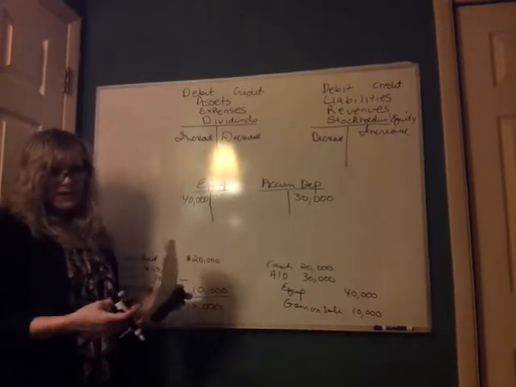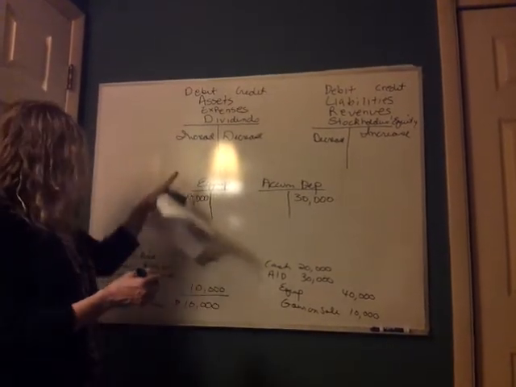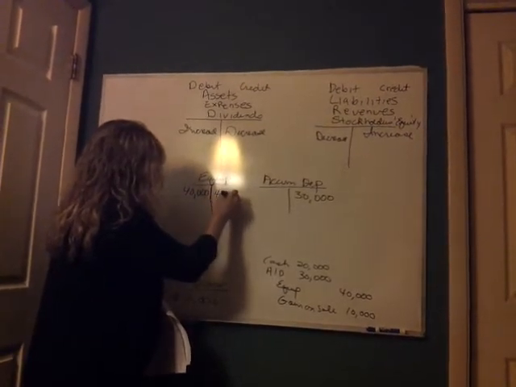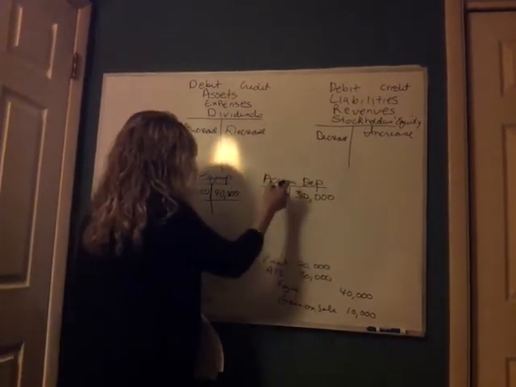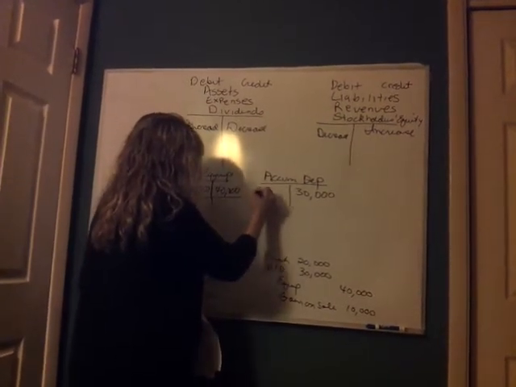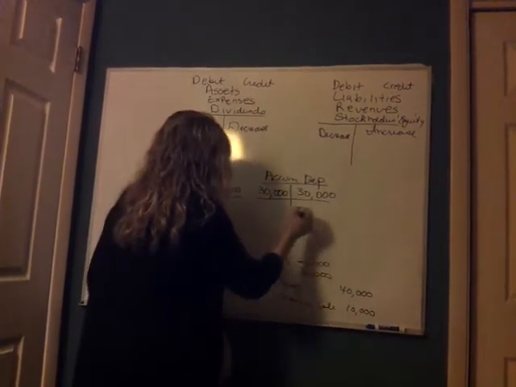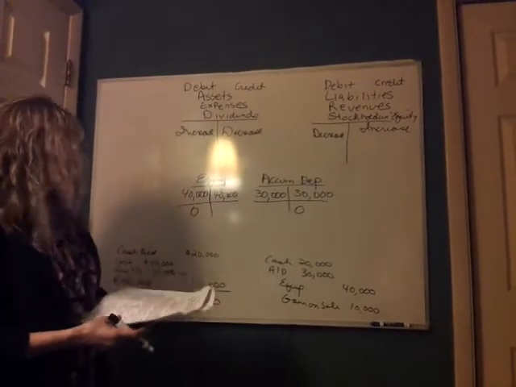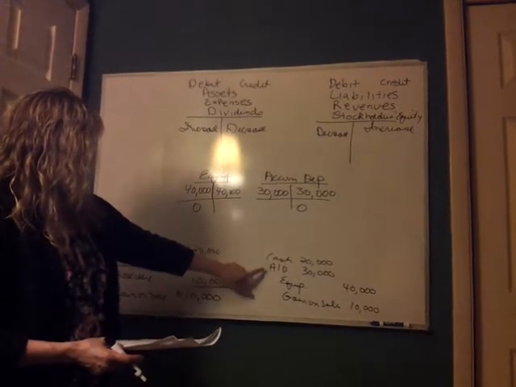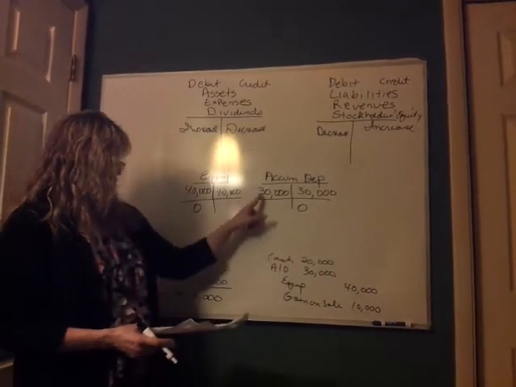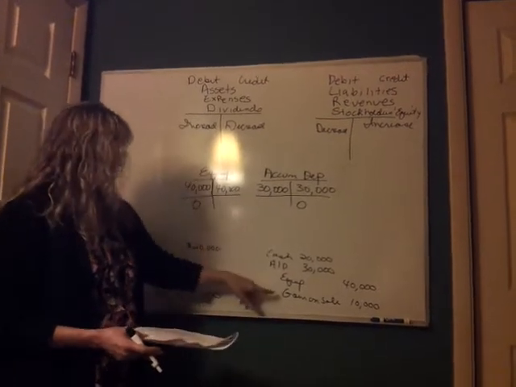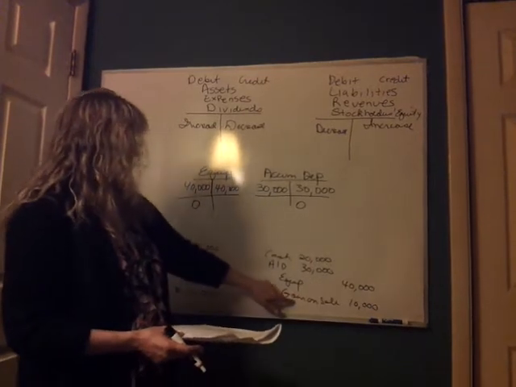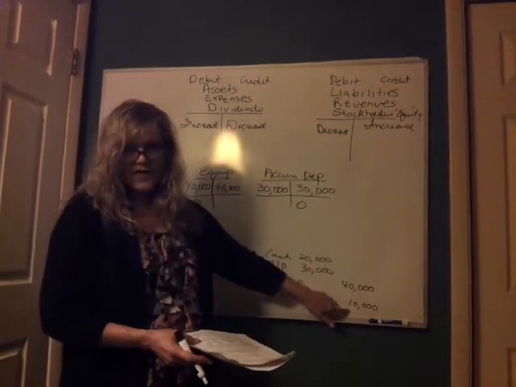Now we're selling the equipment, right? So we need to get rid of it. To get equipment to zero, we're going to credit equipment for $40,000. And to get accumulated depreciation to zero, we're going to debit accumulated depreciation for $30,000. So the way we would record this is we would debit cash $20,000, debit accumulated depreciation $30,000, credit equipment for $40,000, and then credit our gain on the sale for $10,000.